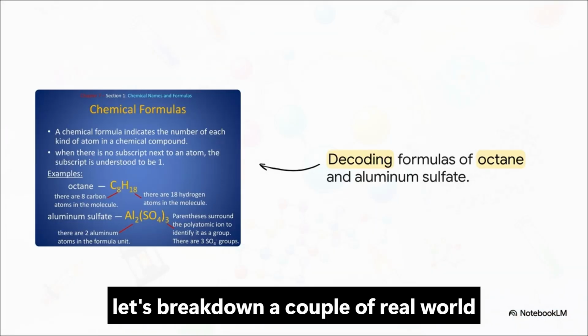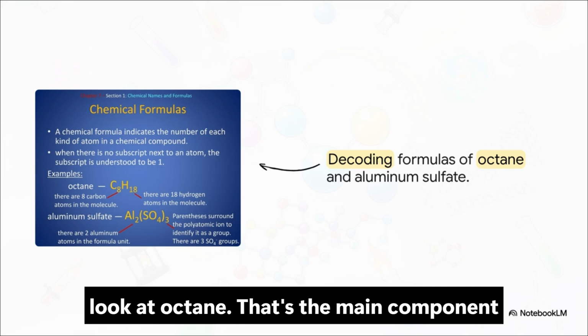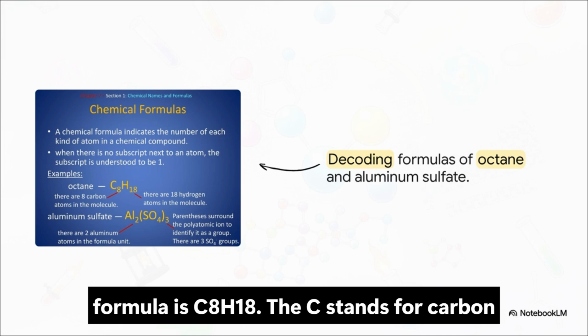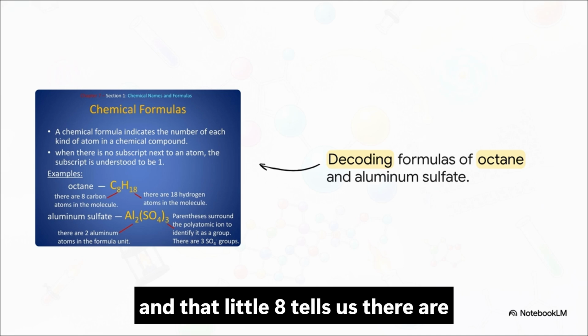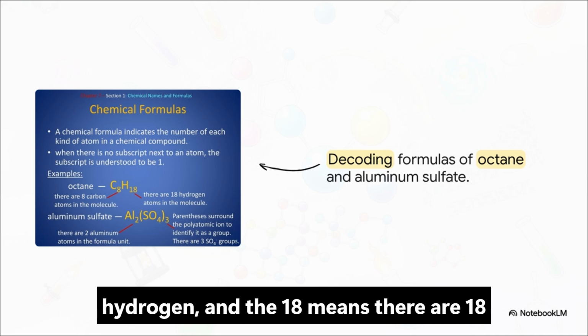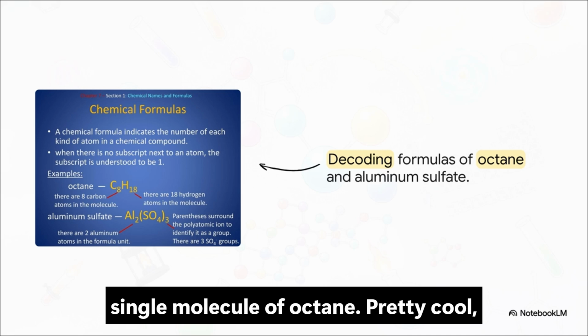Okay, let's break down a couple of real-world examples to see how this works. First up, look at octane. That's the main component of the gasoline you put in your car. Its formula is C8H18. The C stands for carbon, and that little 8 tells us there are exactly 8 carbon atoms. The H is hydrogen, and the 18 means there are 18 hydrogen atoms packed into just one single molecule of octane. Pretty cool, right?